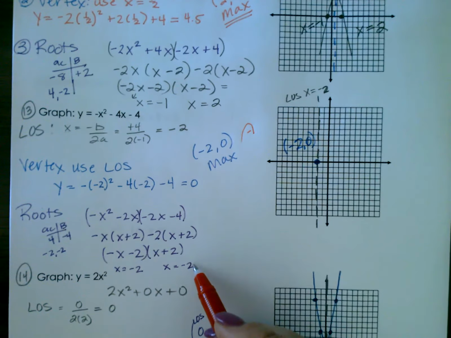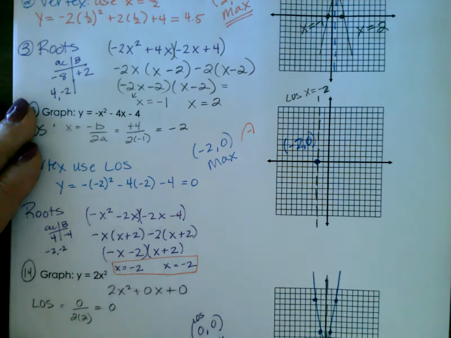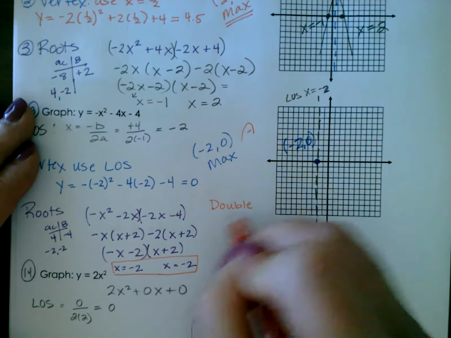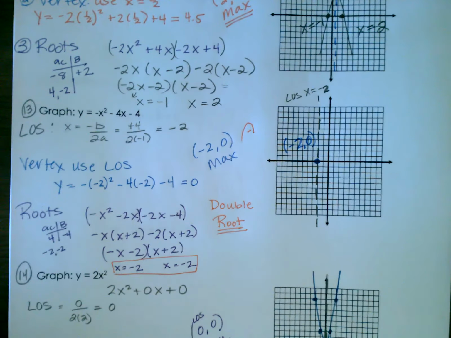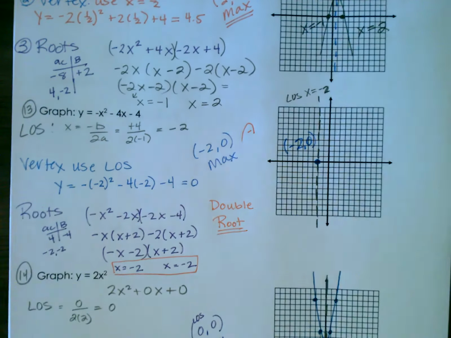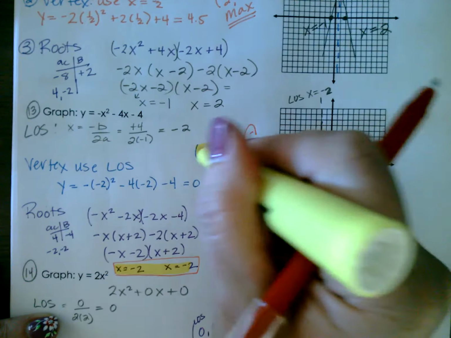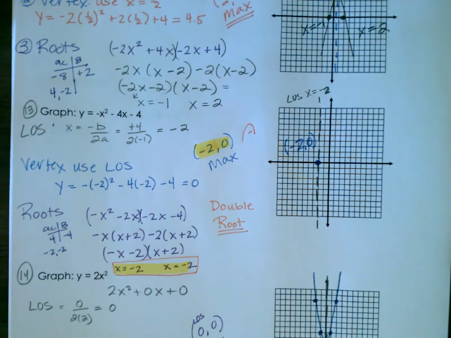Well, when I go to factor to find my roots, they are also -2. This is known as a double root. That means your roots and your vertex are all the same. I will highlight that again. Our roots are -2. Our line of symmetry and the whole vertex is -2.